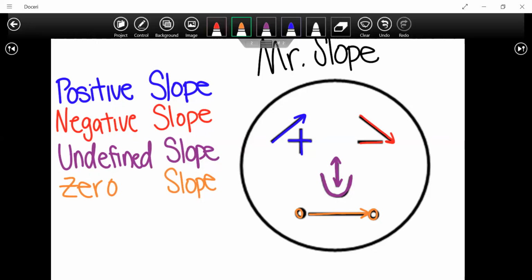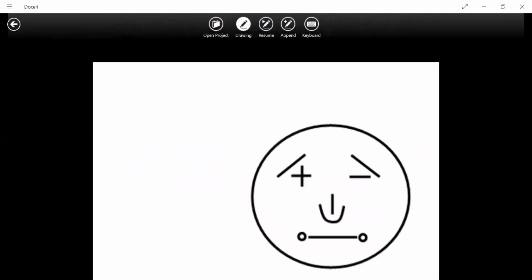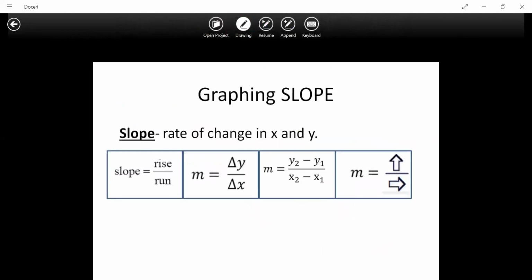Okay, here we go. Now the small little four boxes to the left are the following. Copy those down. Graphing slope. It's the rate of change in x and y. These are just different representations that might help you see slope. The first one that you have definitely heard is rise over run. The next one is another way to write it. M is always considered slope, so m is equal to slope. The change in y over the change in x, or delta y over delta x. That little triangle means change.